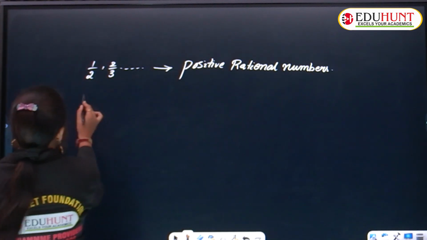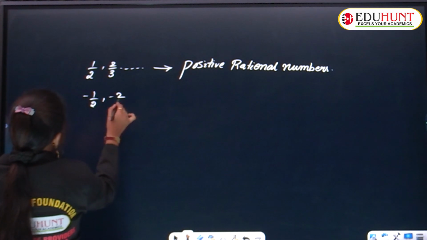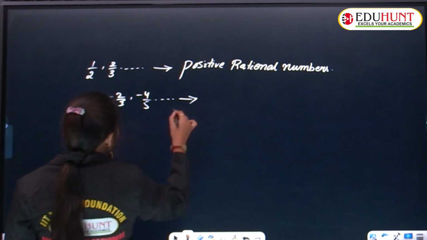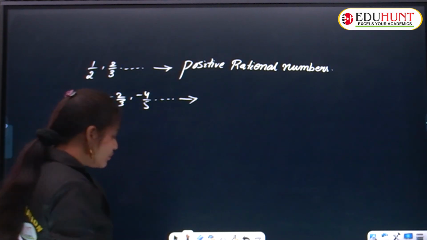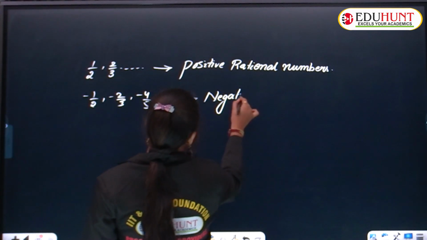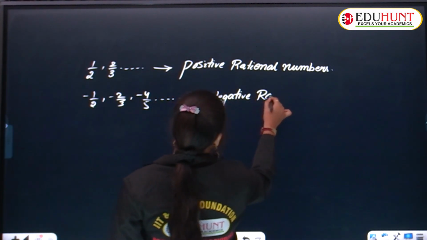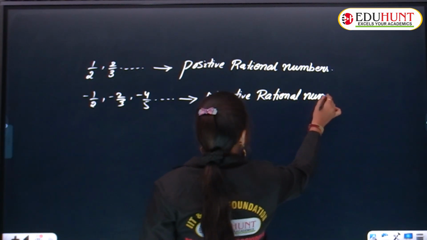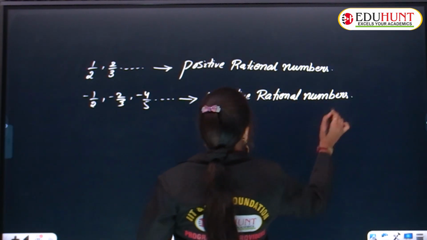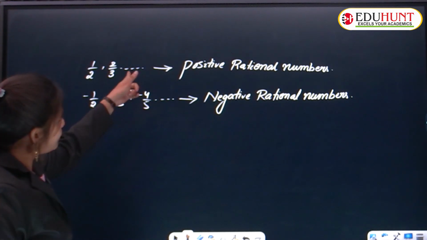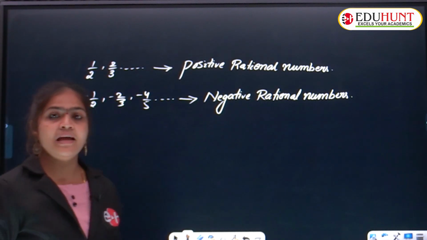And in the same way here, minus 1 by 2, minus 2 by 3, minus 4 by 5 and so on. What will we call them? Negative rational numbers. We will call this one as negative rational numbers. Understood?